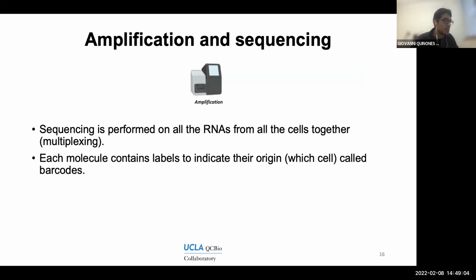And the reason for that is that before doing this, we're adding a little label to all the RNAs that were captured for a particular cell. And this label that indicates the cell of origin is called a barcode. We'll also see in the demo exactly what a barcode looks like and how it's being used. But keep in mind that what these methods use in order to maintain the cell specificity is this little label that will be attached to every RNA molecule.